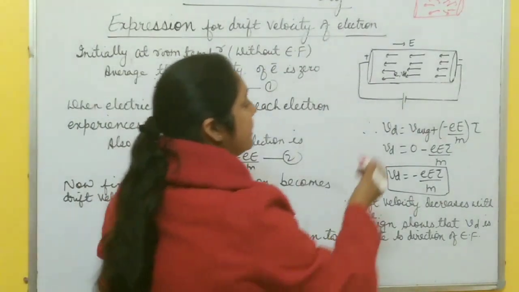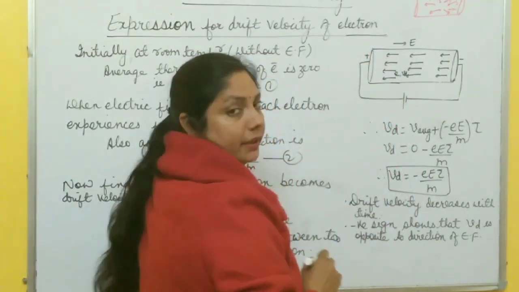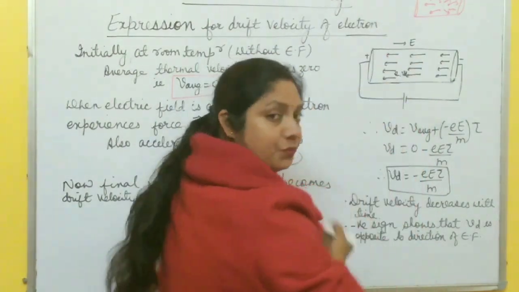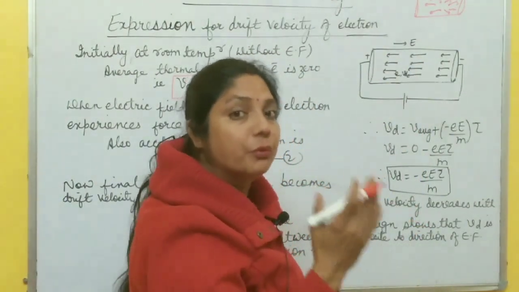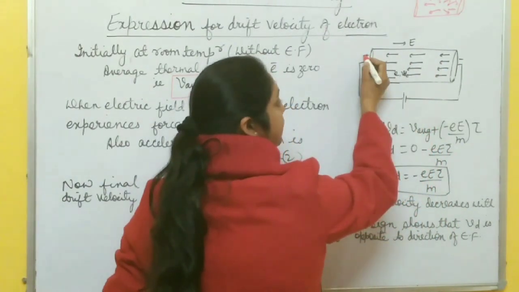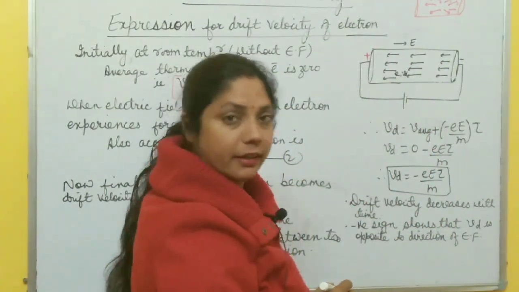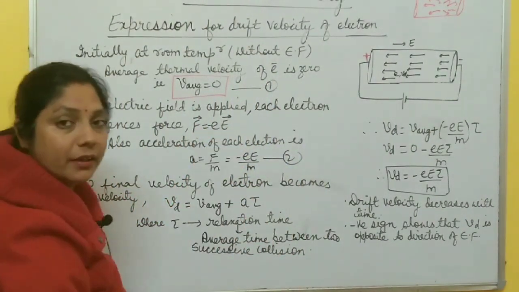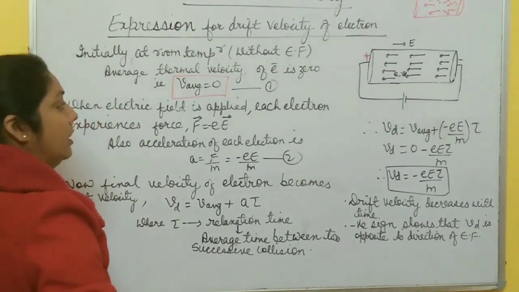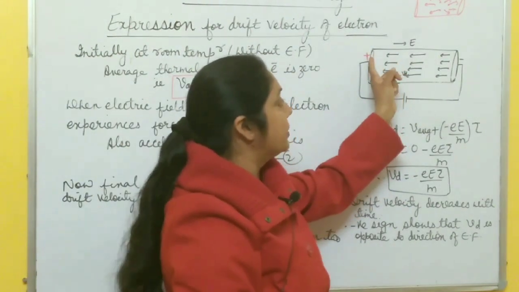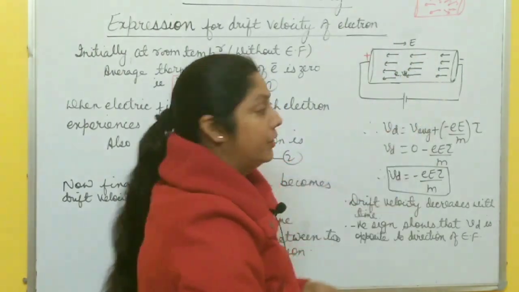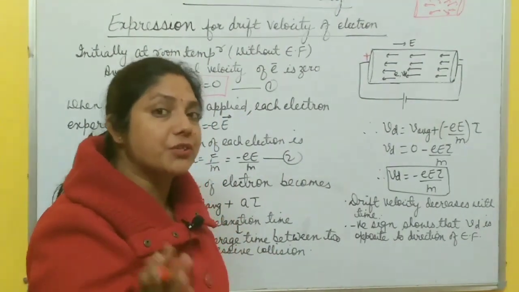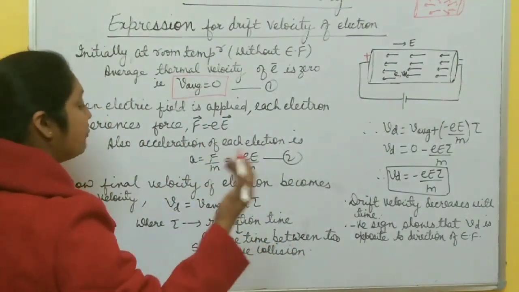Now what happens when this cell is connected to the conductor? Under the application of this electric field, the electron experiences force and starts accelerating, moving in a particular direction toward the positive end of the conductor. Right? So how much force does it experience? That force is given by F equal to minus eE, where e is the charge of the electron. And the electron starts moving towards the positive end, that is opposite to the direction of the field, with some velocity. That velocity is called drift velocity. So what is the expression for that drift velocity, or you can say final velocity?